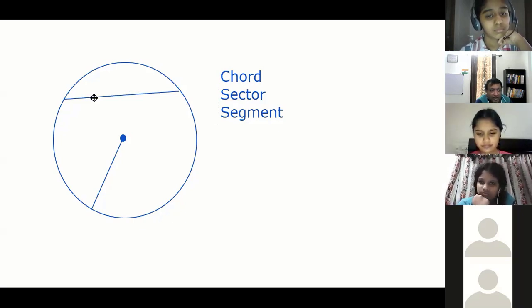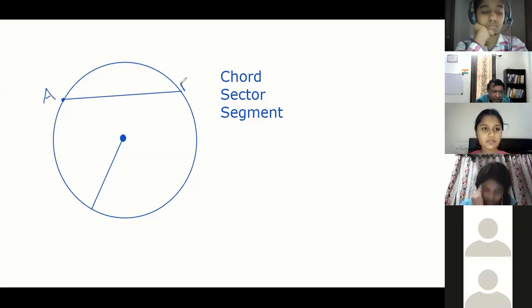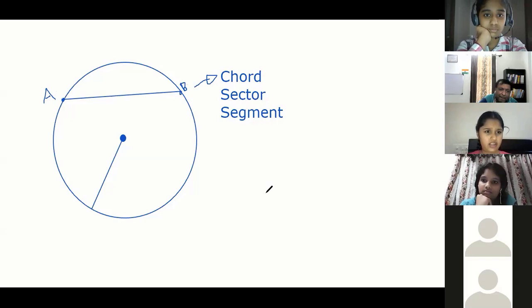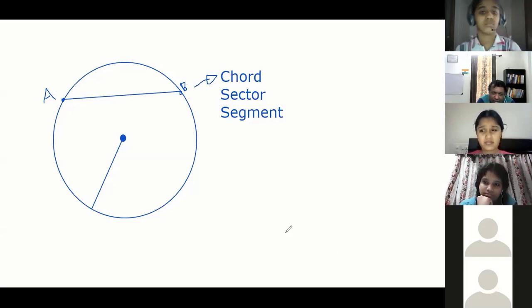Understood what she said? A chord is that line segment whose both endpoints lie on the edge of the circle. See, this is one point A. This is B, another point. So you can say AB is the chord. Clear? Tell me, Sanvi, how many chords can a circle have? 0, 1 or many? Sir, it can have as many as possible. Correct, uncountable.